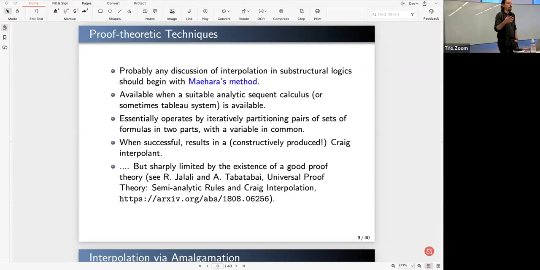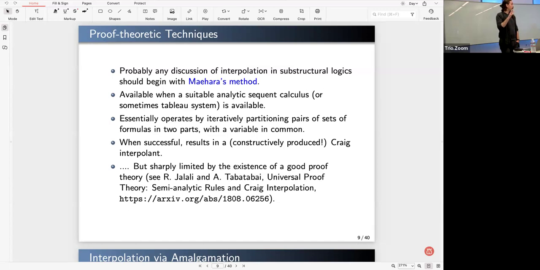Probably the start of any conversation about interpolation, at least for substructural logics, should come down to proof theoretic techniques. There are famous techniques going back to Maehara's work that take some calculus, analytic sequent calculus, for example, and start with an implication that's provable, and syntactically using some kind of partitioning methods, they algorithmically extract Craig interpolation.